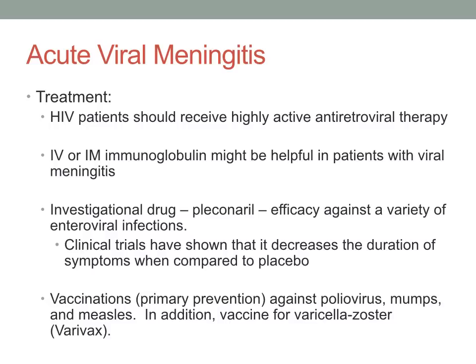Vaccinations, things against polio, mumps, and measles, in addition to the varicella zoster, that's where the money is right there. If you can do primary prevention by giving someone a vaccine to prevent these viral illnesses, then you should do that. I mean, that's just a no-brainer.